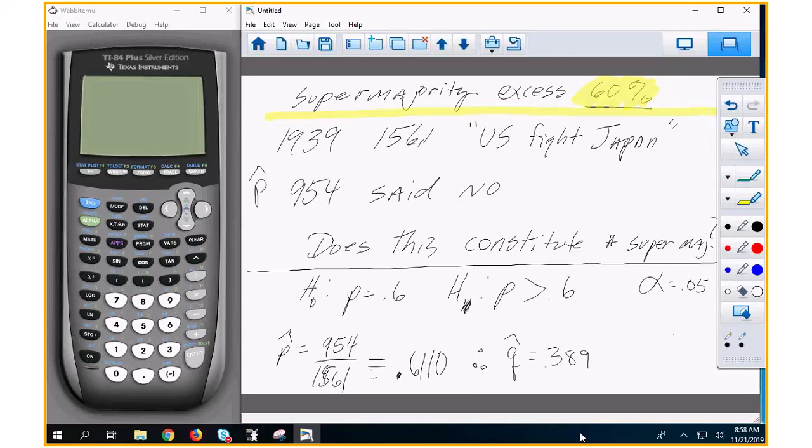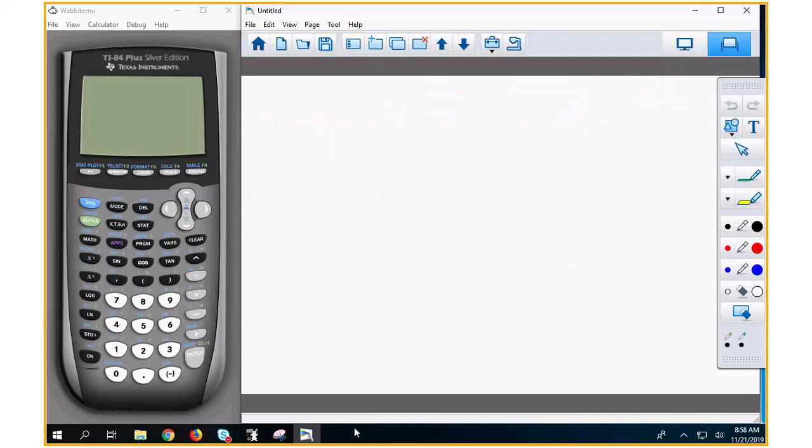Yeah, you got it. So Z is equal to p hat minus P over the square root of PQ over N. I'm sorry, you're supposed to have Q, not Q hat. So Q is 0.4. I messed that up a while ago, so fix that.